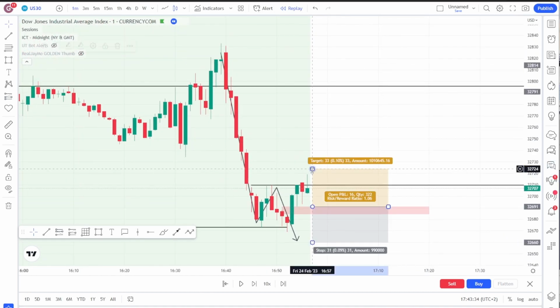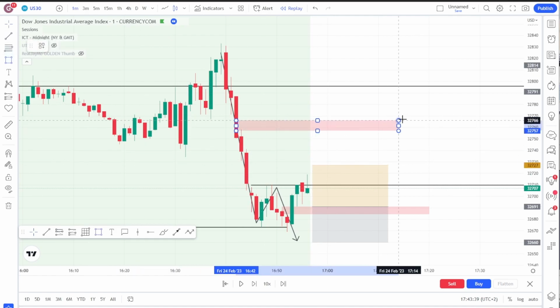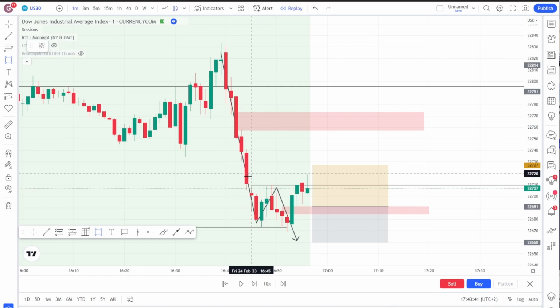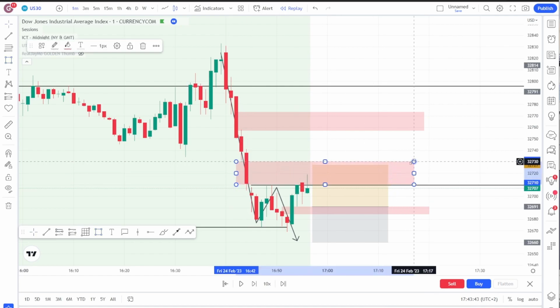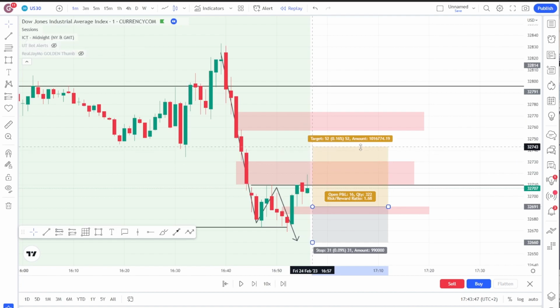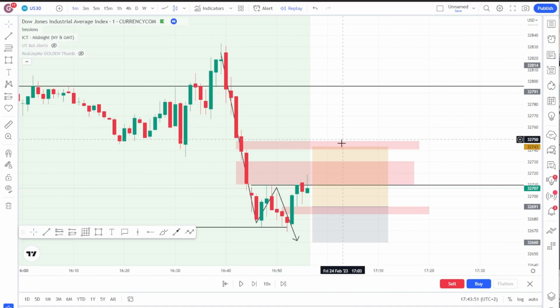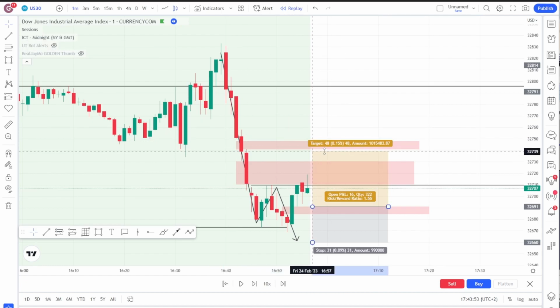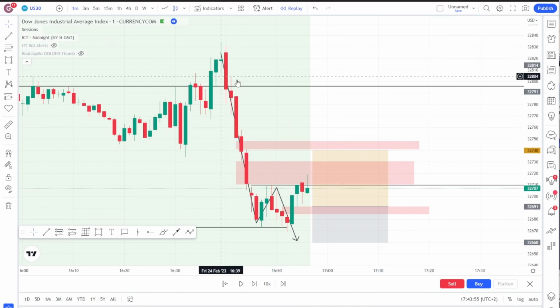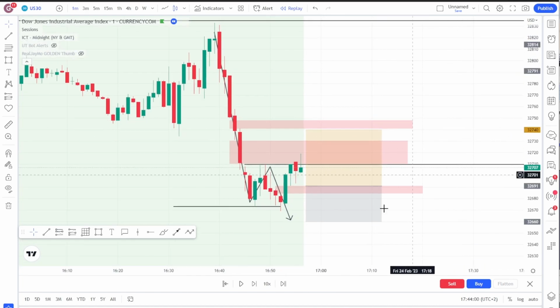So where we're going to look to take profit now, you can see as well that there are fair value gaps up here, okay? And there's actually one right here. So I will take profit there's a fair value gap right here. So my first TP will be just here, okay? And full TP will be at the top of the zone, okay?